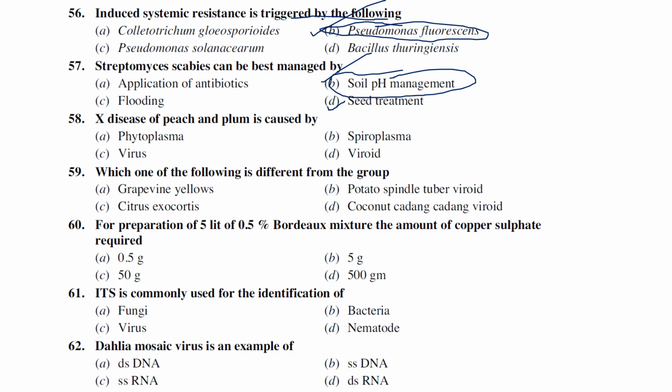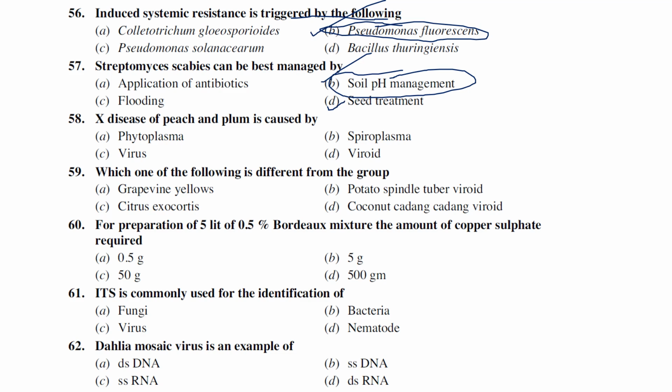Generally, Streptomyces is an antibiotic producer, but in only one or two cases, especially in potato, it causes a disease, that is potato scab. If you bring down the soil pH by the application of gypsum, around 900 kilograms per hectare can be recommended. So if you apply gypsum, we can bring down the soil pH. If you want to increase the soil pH, we can recommend lime. Application of lime can be the best management practice for clubroot of cabbage. So if you increase the soil pH, we can manage that disease.